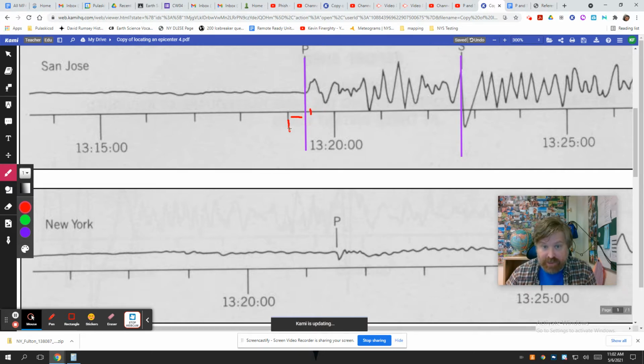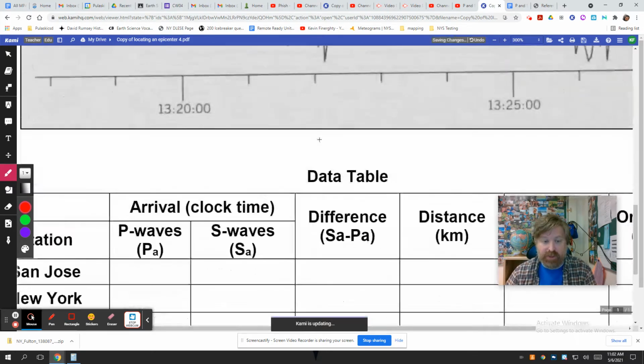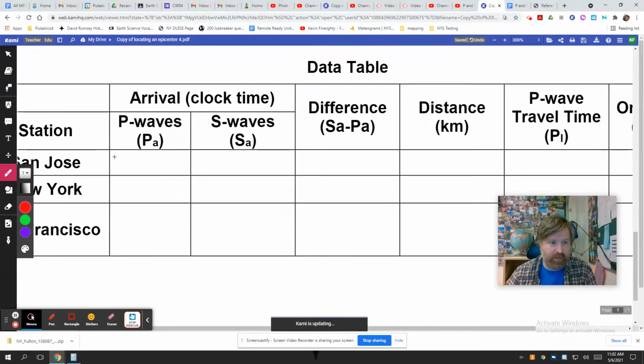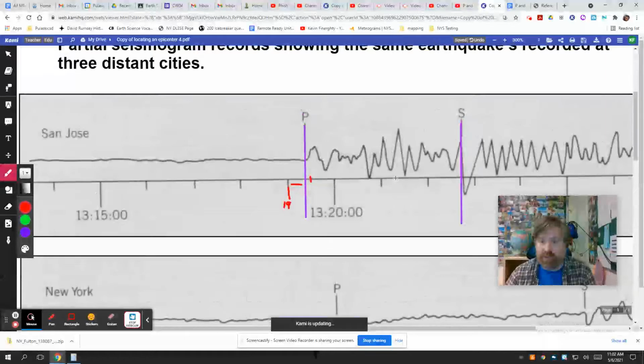So we're at 13. Remember, this is 19. 13, 19, and 20 seconds. So that's what time our P wave arrived at. 13 hours, 19 minutes, and 20 seconds. Great. Let's do the same thing for the S wave.